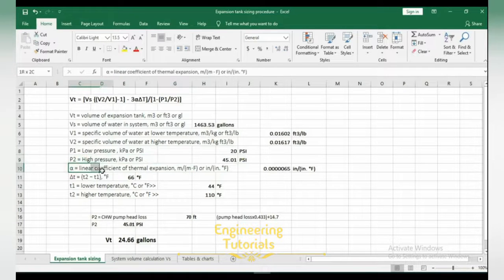Alpha is the linear coefficient of thermal expansion. This alpha value depends on the material. Which material you are going to use, you need to put the value over here. So let me go to the third tab, that is tables and chart, to show you the value of alpha, that is the linear coefficient of thermal expansion.